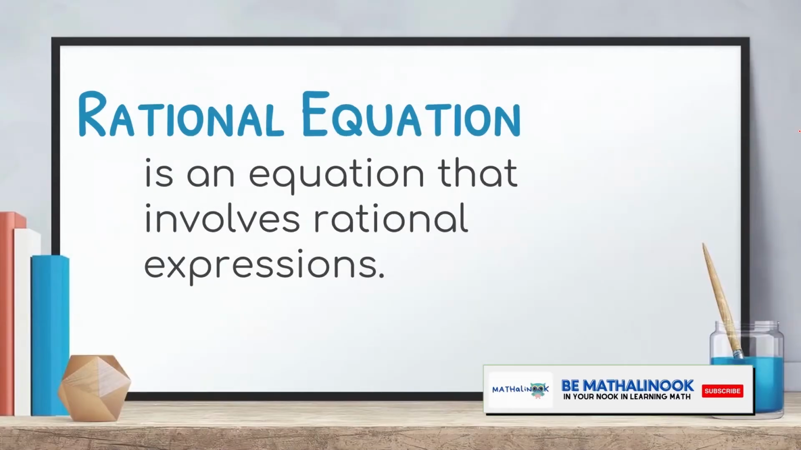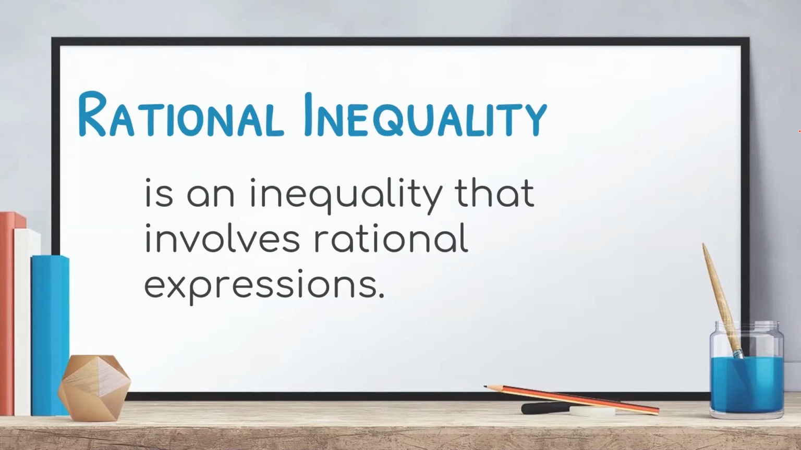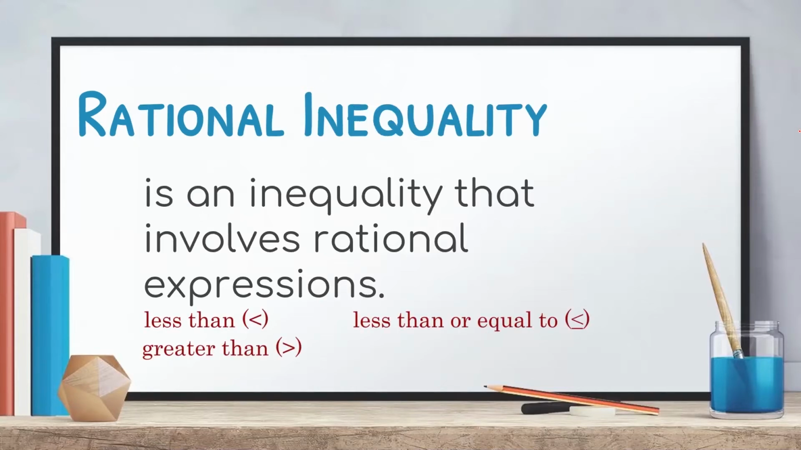On the other hand, rational equation is an equation that involves rational expressions. Therefore, your key hint here is an equal sign equating two rational expressions. Moreover, rational inequality is an inequality that involves rational expressions. If the rational equation has an equal sign, rational inequality involves inequality symbols such as less than, greater than, less than or equal to, and greater than or equal to.